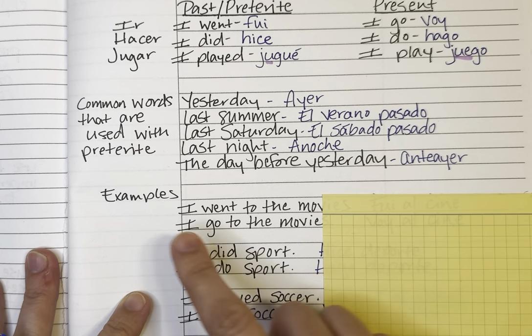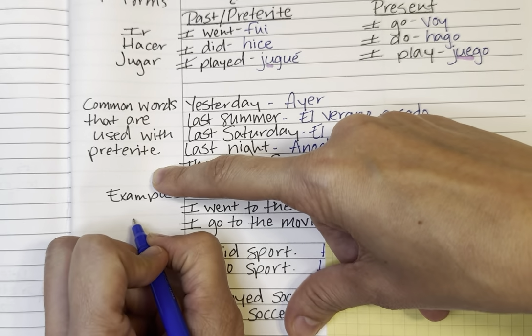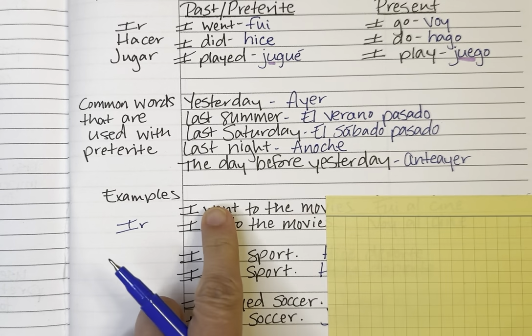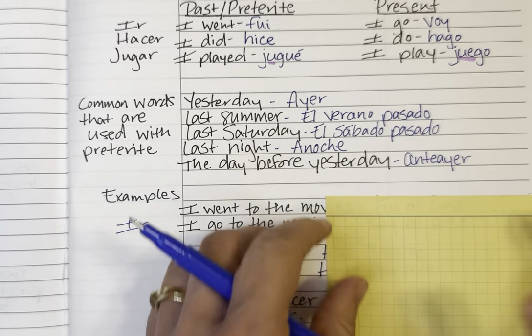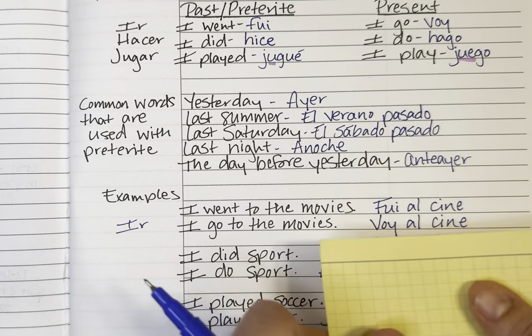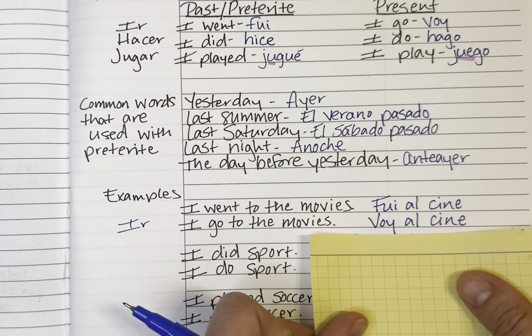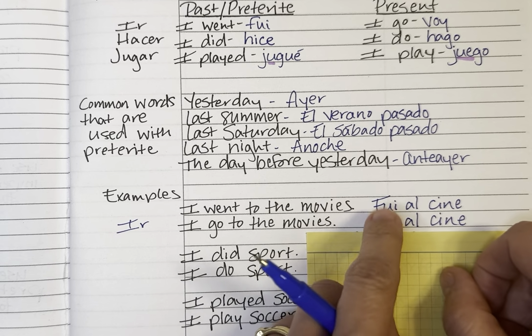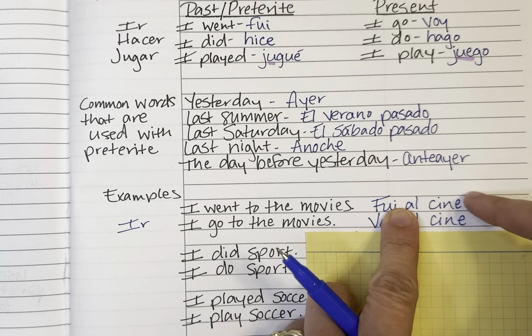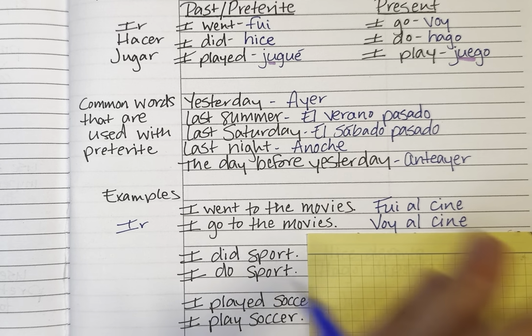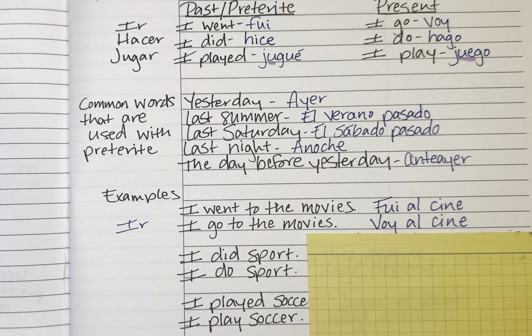Let's start with the verb to go, ir, right? I went versus I go to the movies. I went to the movies. Fui al cine. I go to the movies. Voy al cine. And of course, you could add something like ayer fui al cine con mis amigos, right? Something like that to make the sentence a little bit more interesting and add more detail.